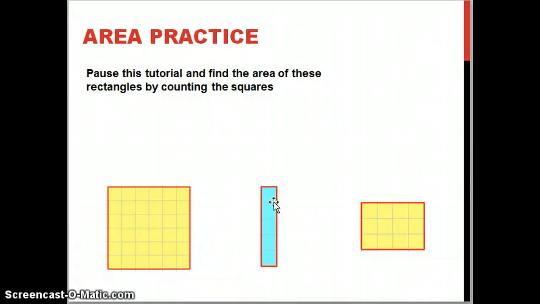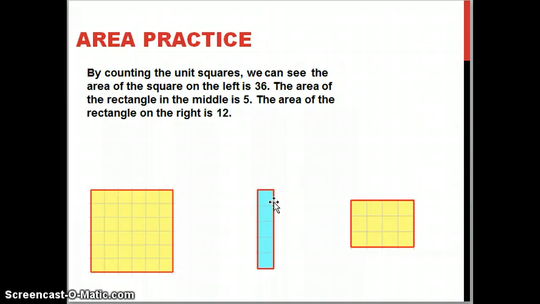So now I want you to pause this lesson and find the areas of these rectangles by counting the squares. We've already found the perimeters of these rectangles earlier in this lesson, and now I want you to find the areas. Take as long as you'd like, just like last time. You can resume the lesson when you have finished.